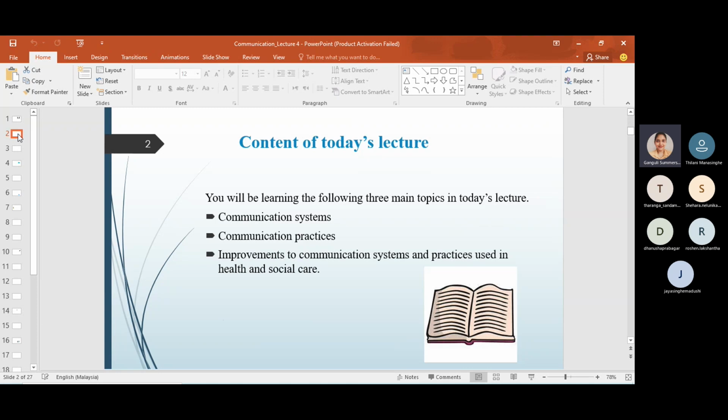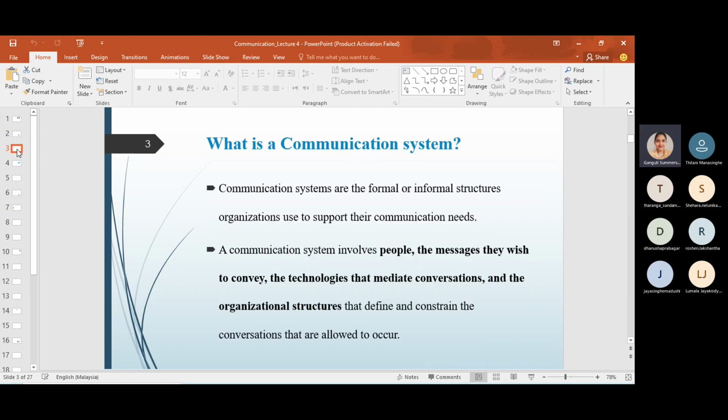You will basically learn about communication systems and practices, and then you will learn how you can improve communication systems and practices. First of all, we will talk about communication systems, and then we will move on to communication practices, and then we can discuss the improvements that we can make to communication systems and practices. So basically you will be learning about these, and what improvements you can make to improve their effectiveness. Okay, so we can start off by discussing communication systems.